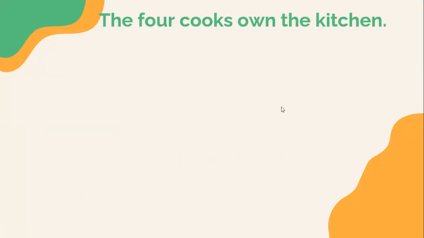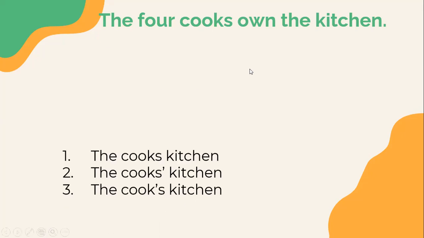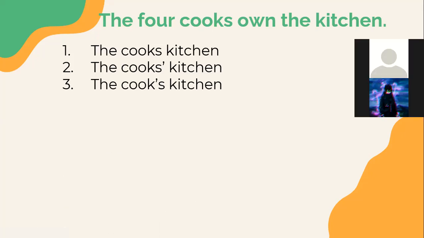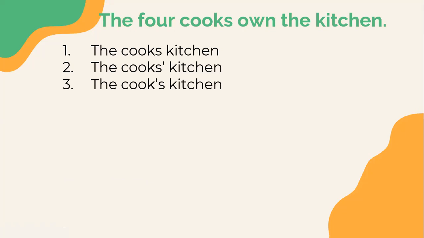The 4 cooks own the kitchen. Ali, let's form the possessor for this noun. How do we write it? The cooks. Which one is correct? Number 1, 2, or 3? Number 3. Who is the owner here? The owner is the cooks.